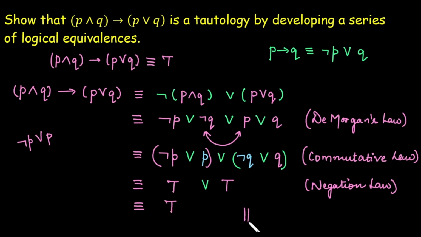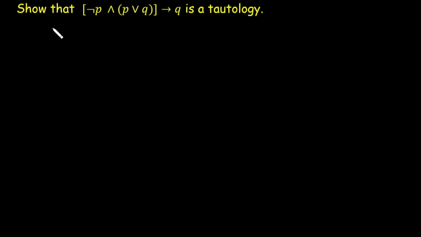Hence we have proved that this compound proposition is logically equivalent to true, or we can say that this compound proposition is a tautology. Let's take another example. We need to show that this compound proposition is a tautology. In this case, it is not mentioned whether you need to go with the logical equivalence laws or the truth table. Right now I am dealing with this question with the help of logical equivalence laws, but you can try with the truth table as well.